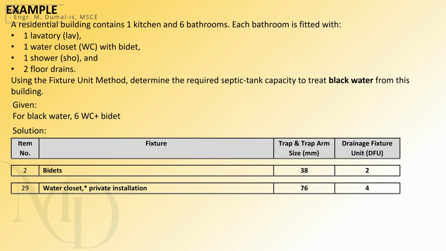Now, let us check the National Plumbing Code of the Philippines, specifically Table 7-2. In this table, the bidet is listed in row 2 with a value of 2 fixture units, while the water closet appears in row 29 with a value of 4 fixture units. Multiplying these values, 6 bidets correspond to 12 fixture units and 6 water closets correspond to 24 fixture units. Adding them together, the total drainage fixture unit for black water comes out to 36.